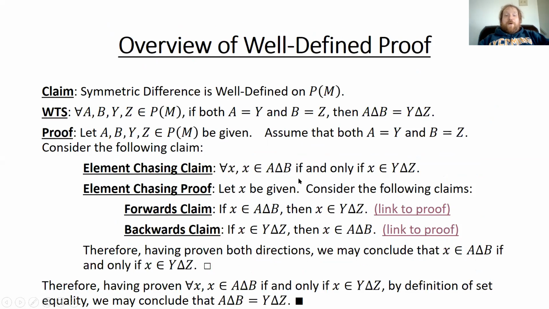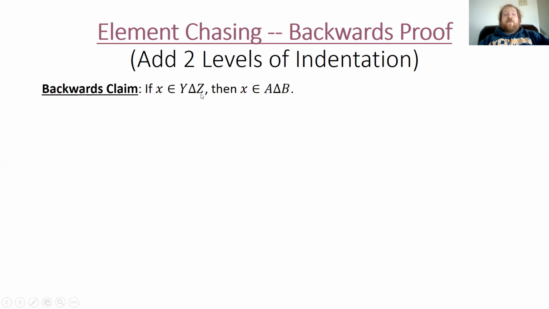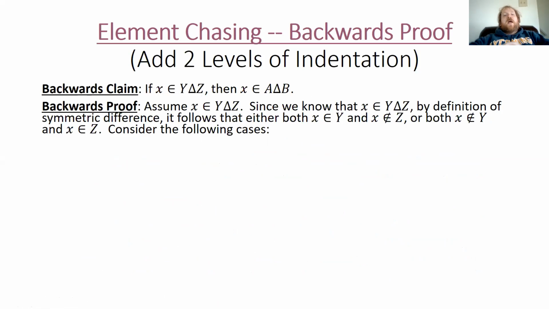Now, the backwards claim works very similarly, but we start out with x is in Y symmetric difference Z. Assume that x is in Y symmetric difference Z. Since we know that x is in Y symmetric difference Z, by definition of symmetric difference, it follows that either both x is in Y and x is not in Z, or both x is not in Y and x is in Z. Consider the following cases.